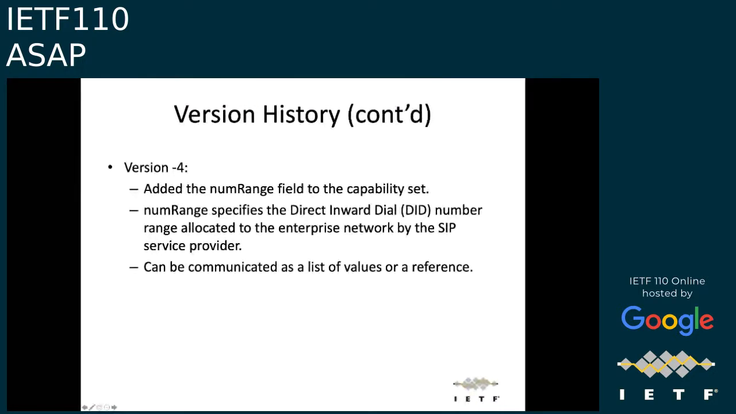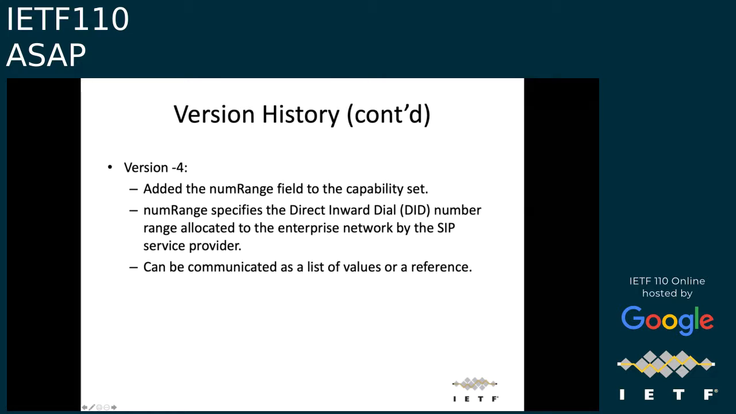In version 4, we added the num range field. The num range field basically specifies the DID number range that's allocated to the enterprise network by the service provider, and it can be communicated as a list of values, as a block, or a reference. Next slide.